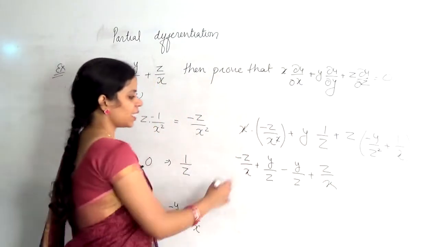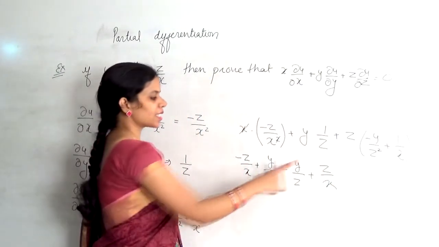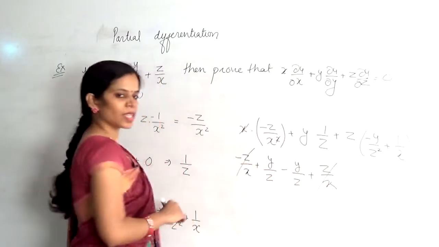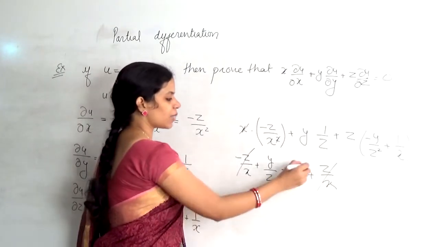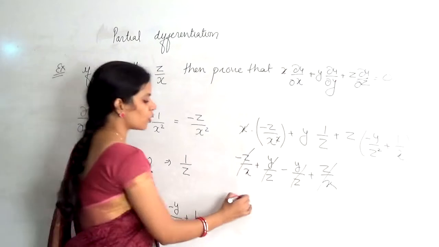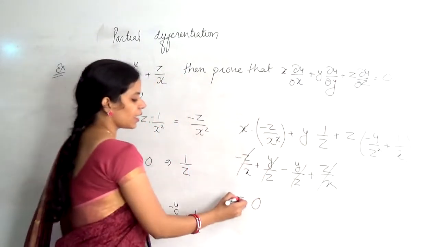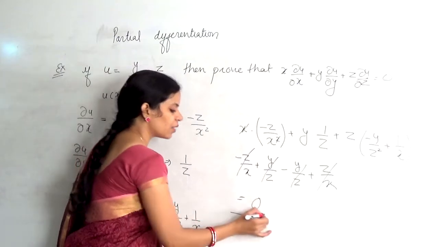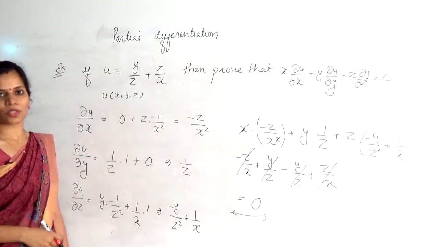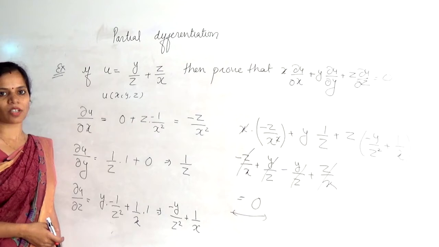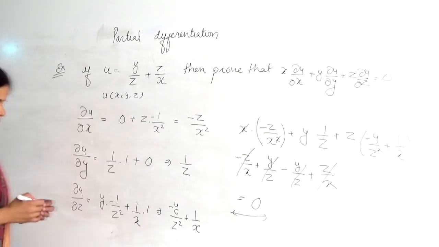Here we will see that minus z upon x and z upon x will be cancelled out, and y upon z and minus y upon z will be cancelled out. So we will get 0. So here we have to prove 0 and we have proved it 0. So this is one another example of partial differentiation.